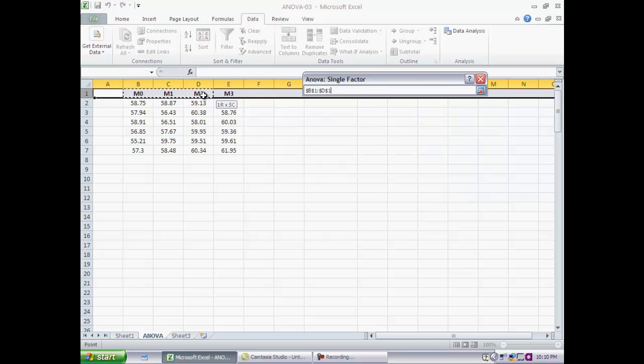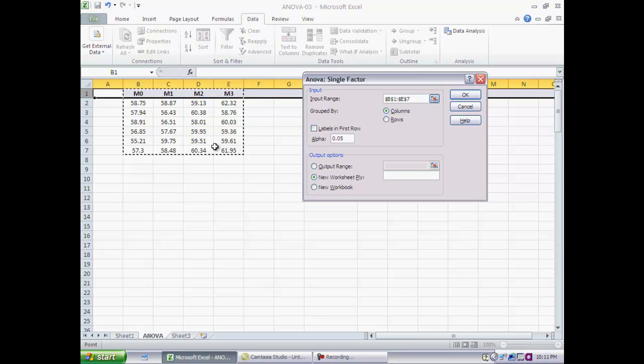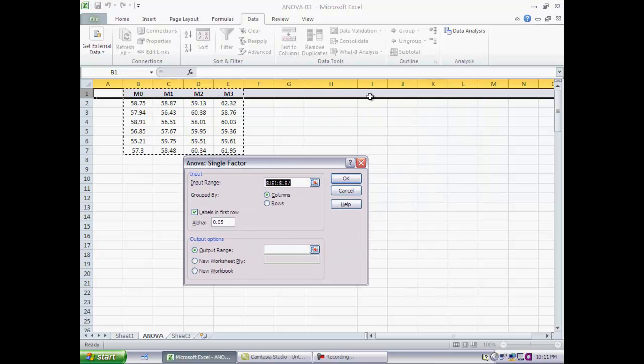So here are our four samples. We got one sample each from our four populations: 0 months, 1 month, 2 months, and 3 months of storage. The data is grouped by columns, of course, and we have labels in the first row. Since we are doing hypothesis testing, we must specify a level of significance. The default in Excel is 5%. And now we will put our output someplace. So let me just highlight a box over here.